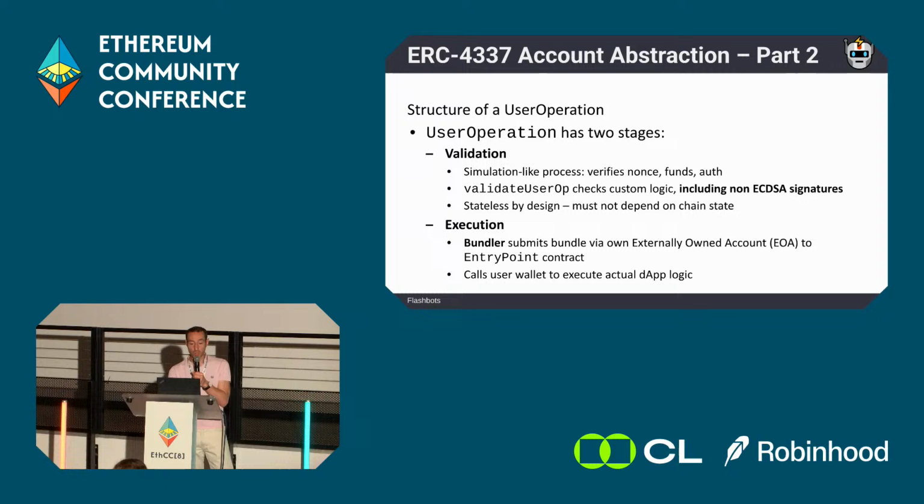But if we want to zoom in on this validate user op function, that's where we're going to have our custom logic, right? So here, that's where we can start encoding non-ECDSA signatures, which is great if we want to get rid of ECDSA signatures in FHE. So it's one building block we're pretty interested in, right?